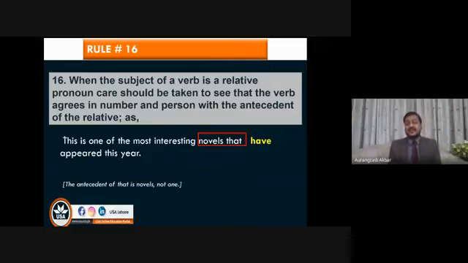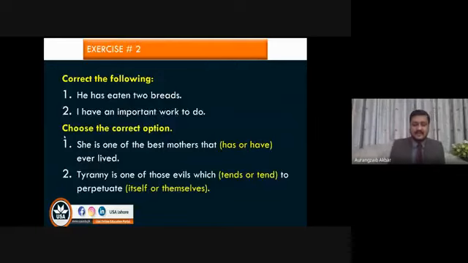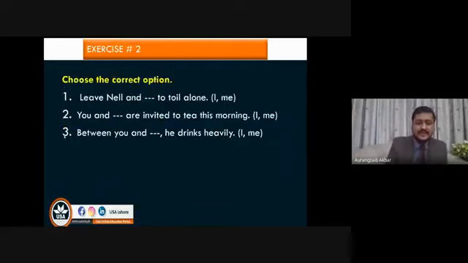We have also discussed the relative pronoun. When it is referring to its antecedent, care should be taken that the verb agrees with the antecedent. Here "that" is referring to the novel, so we have used "the novels take" the plural verb. Then this exercise has been assigned to you. You need to come up with the solution of that exercise.